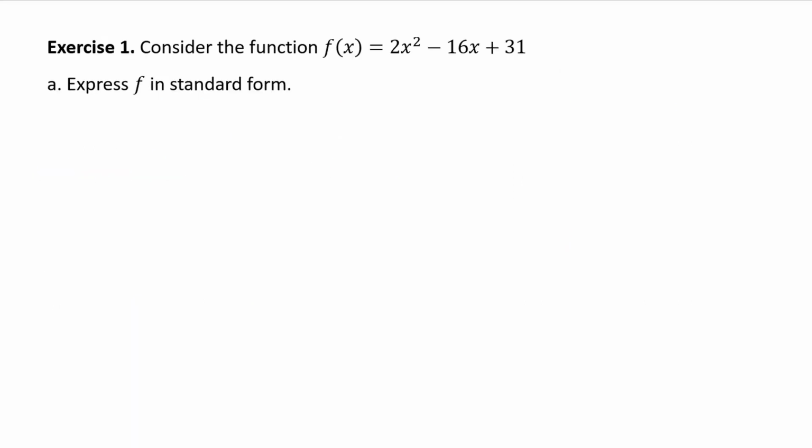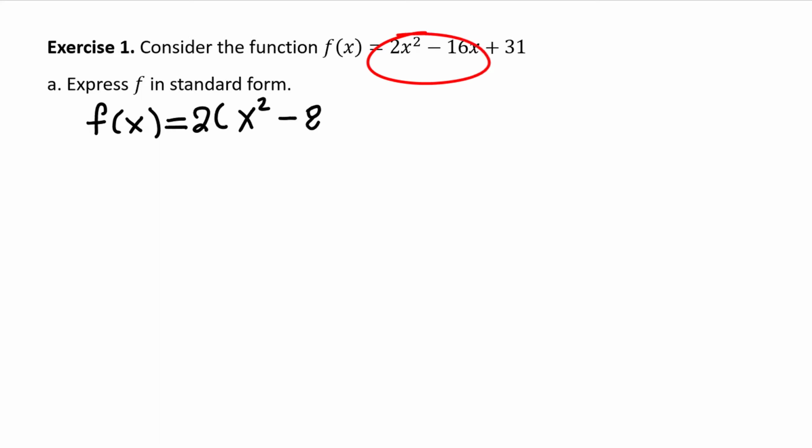Consider the function f of x equals 2x squared minus 16x plus 31. Part A, express f in standard form. In standard form, we're going to have to complete the square, and so for the function f of x, remember the leading coefficient has to be 1. So I am going to factor 2 out of the first two terms. That would give us 2, and then x squared minus 8x, plus 31. To complete the square means to make a perfect square.